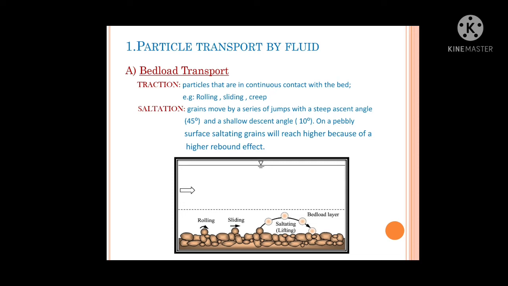Now saltation is another type of bed load transport in which grains tend to move in intermittent contact with the bed and move by a series of jumps. They rise off the bed at a steep angle of nearly 45 degrees and then fall back along a descent path of about 10 degrees. This asymmetric saltation path is interrupted by turbulence or by collision with another grain.